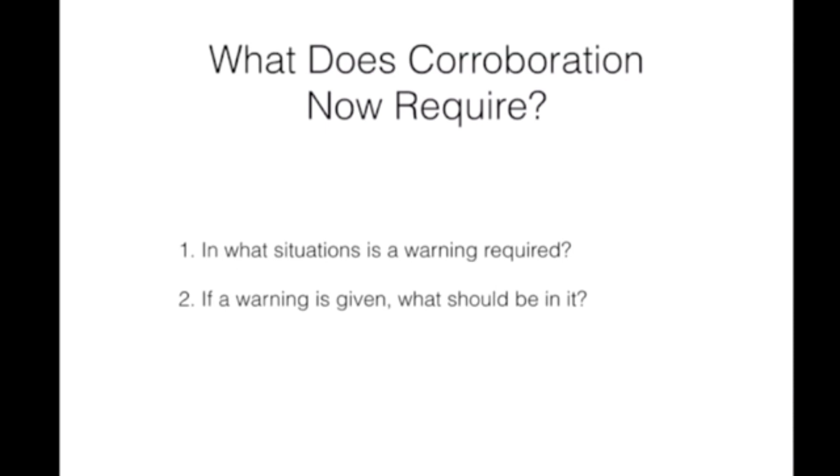In fact, this is all, leaving aside statutory corroboration, which I'm not talking about here. When we're talking about corroboration, we're really talking about two questions. Number one, when does a warning have to be given? That's the first question. Is a warning needed at all? And number two, if a warning is given, what should be in it? If you understand these two points, then that's all you really need to know about corroboration in the criminal context.